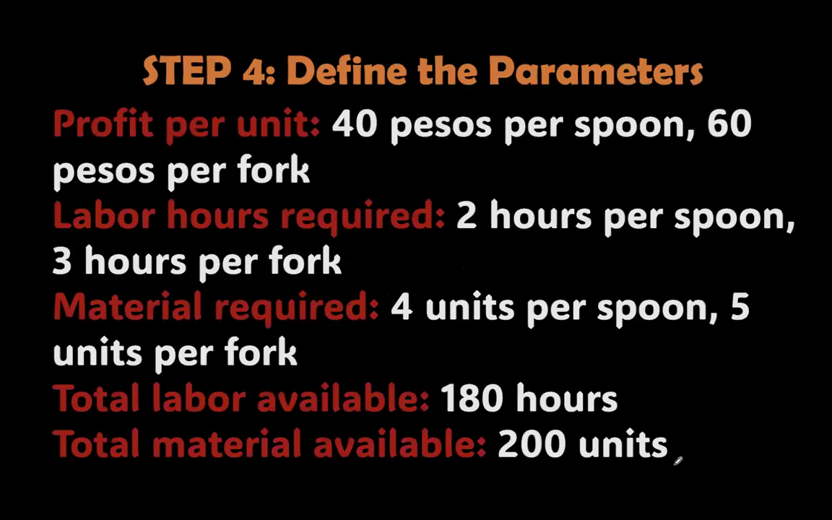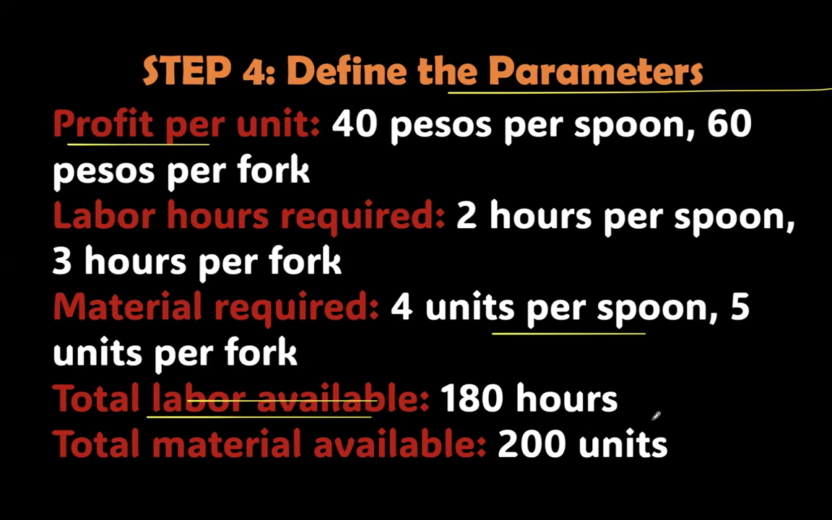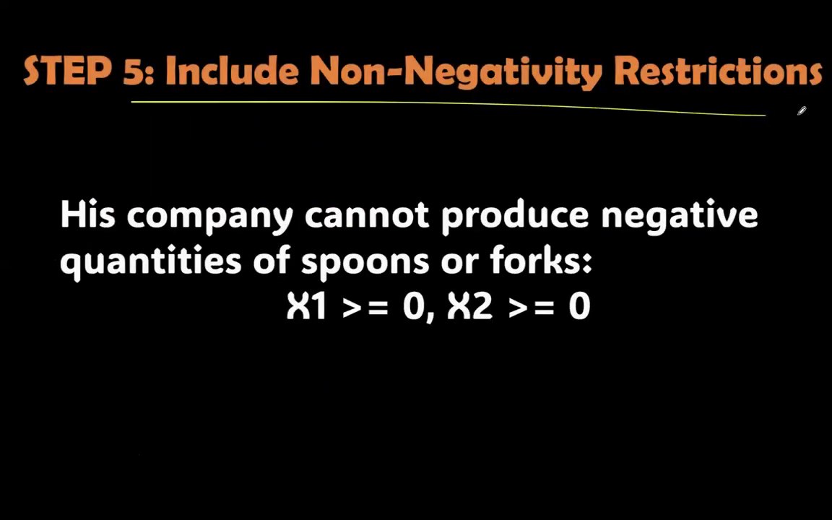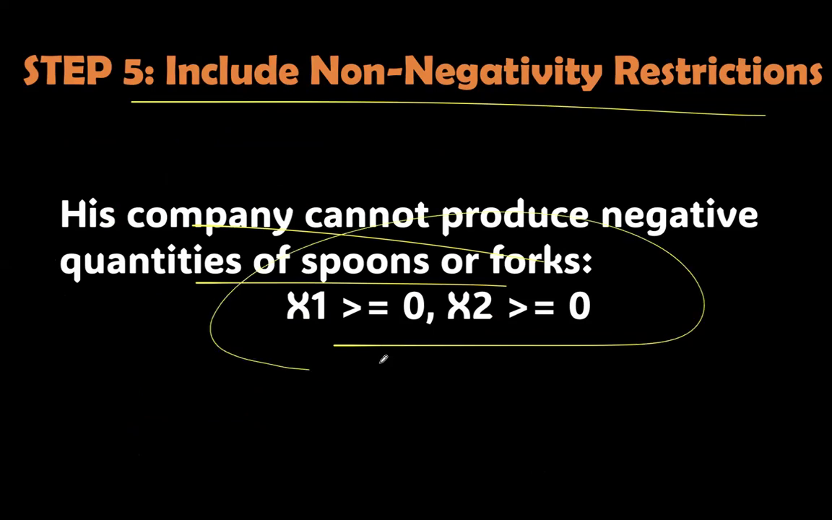And then for step four, you have to define the parameters. The profit per unit is 40 pesos per spoon and 60 pesos per fork. The labor hours required, which we identified earlier, are 2 hours per spoon and 3 hours per fork. The material required is 4 units per spoon and 5 units per fork. Total labor available is 180 hours, and total material available is 200 units. Afterwards, you have to include non-negativity restrictions. The company cannot produce negative quantities of spoons or forks, so x of 1 must be greater than or equal to 0, and x of 2 must be greater than or equal to 0.